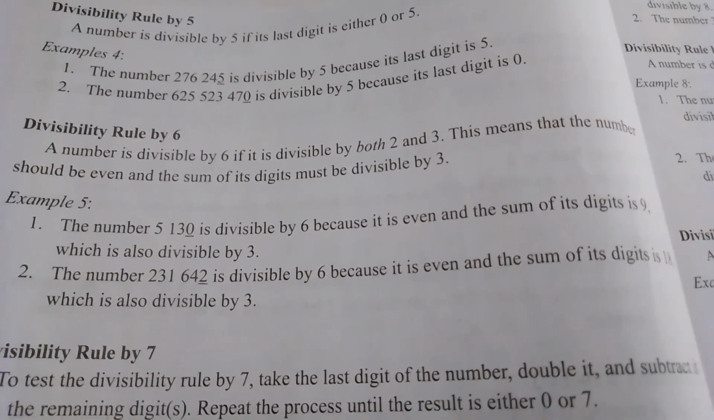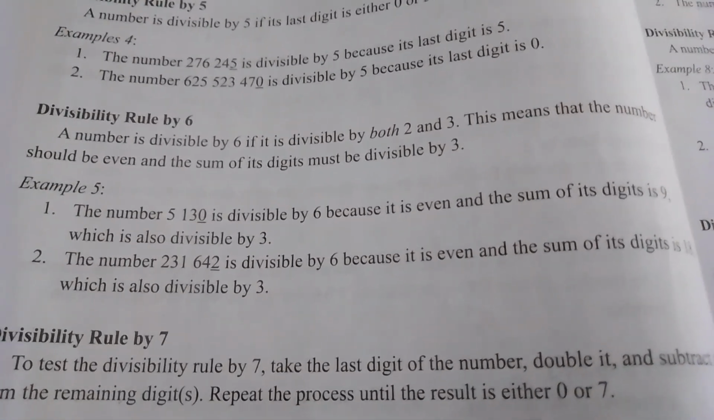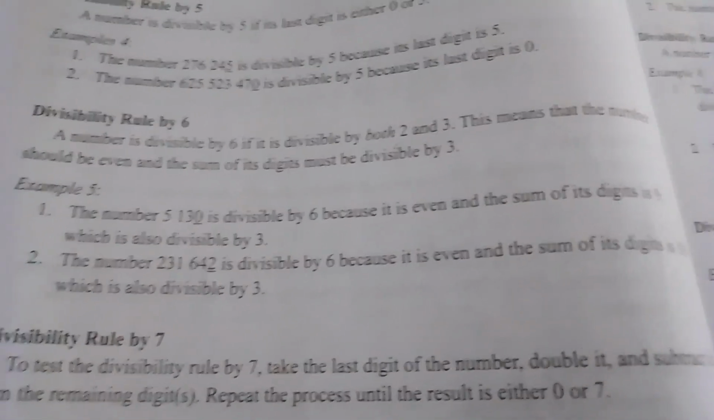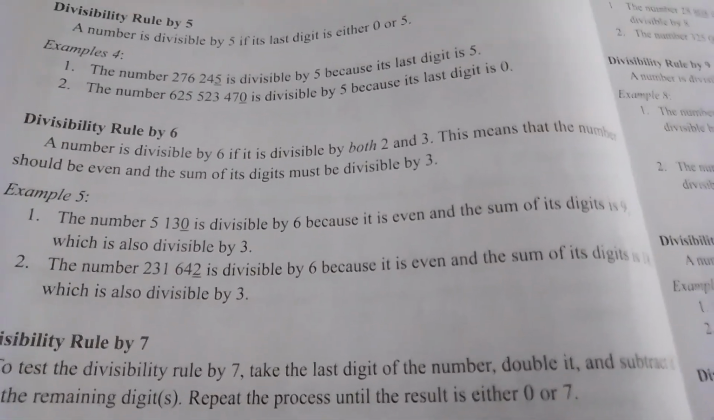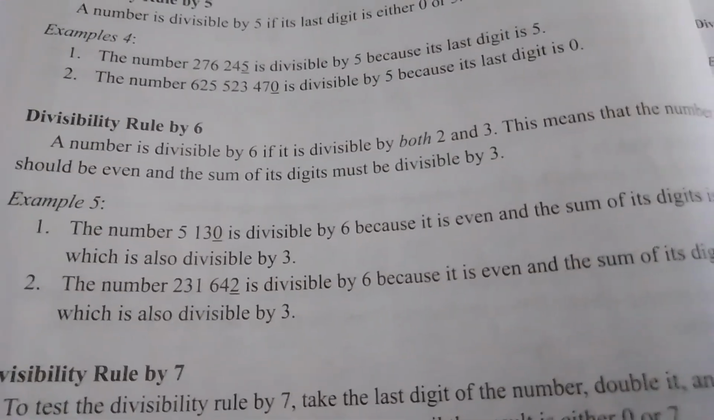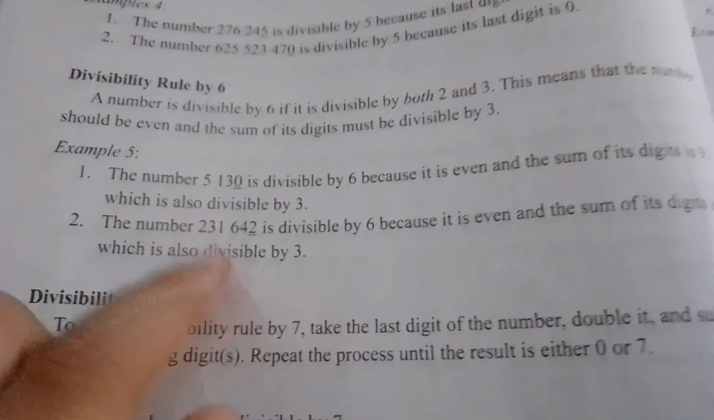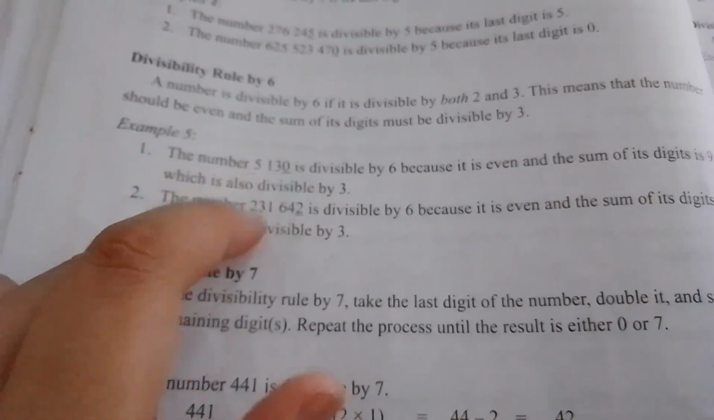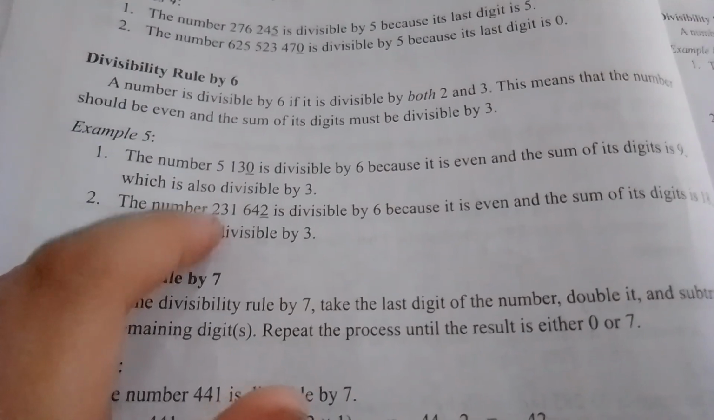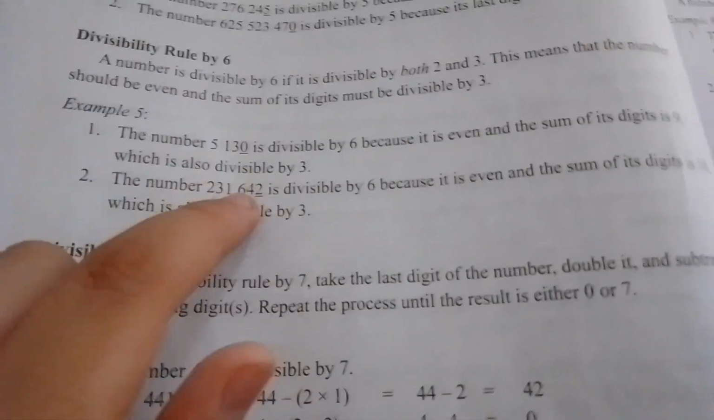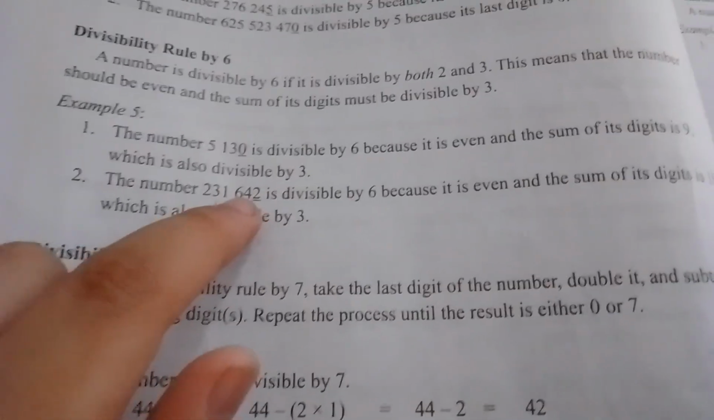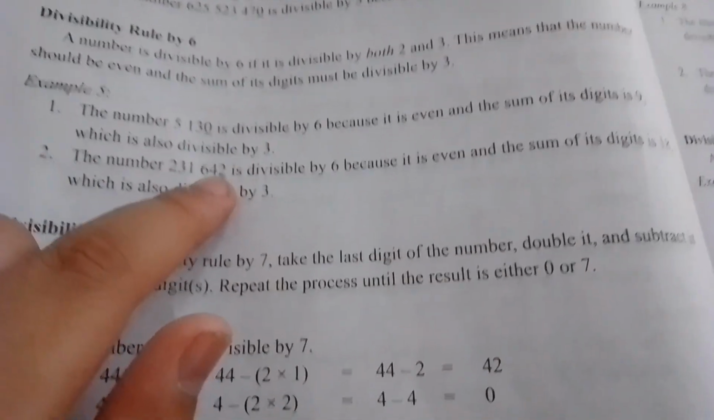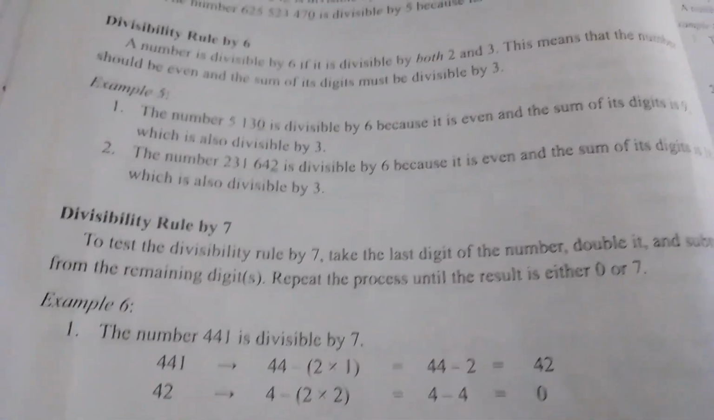The number 231,642 is divisible by 6 because it's an even number, ending in 2, and the sum of the digits is 18, which is also divisible by 3. We sum 2 plus 3 is 5, 5 plus 1 is 6, 6 plus 6 is 12, 12 plus 4 is 16, 16 plus 2 is 18. Yes, you need to add the 6 addends.